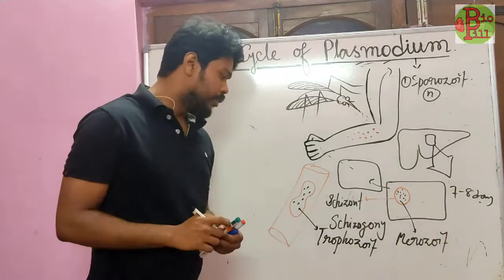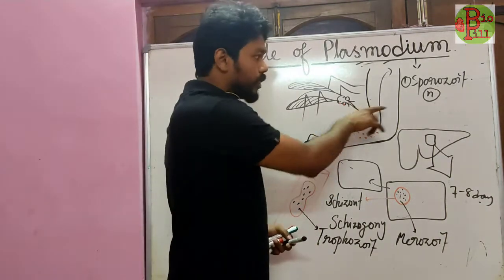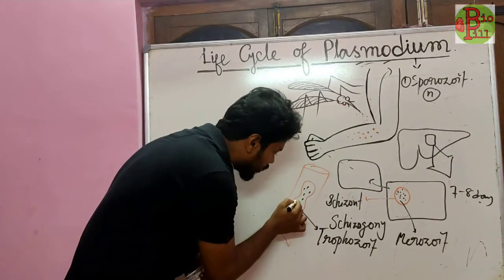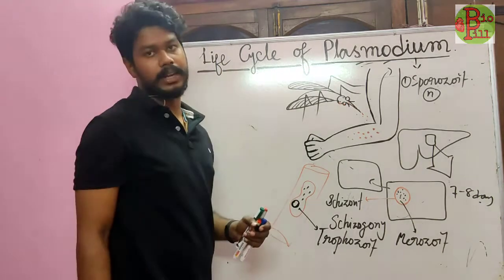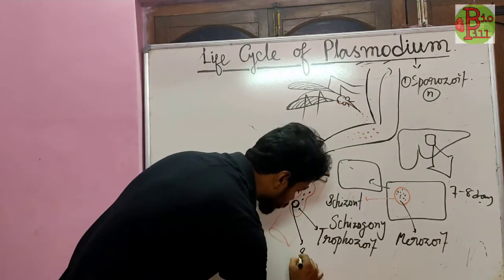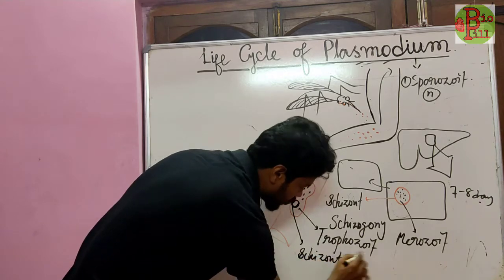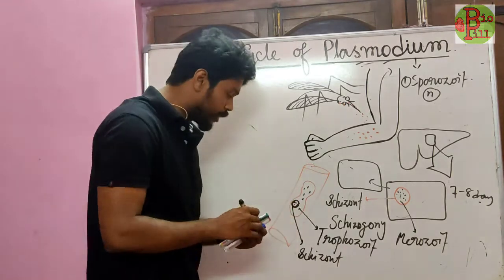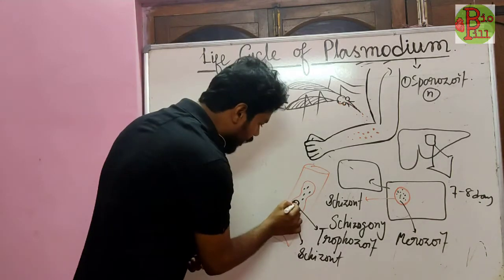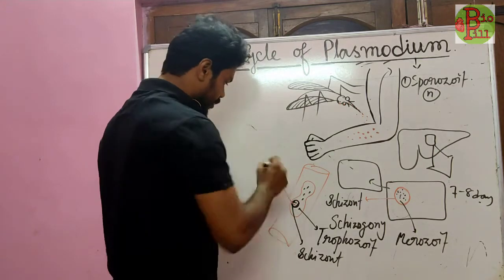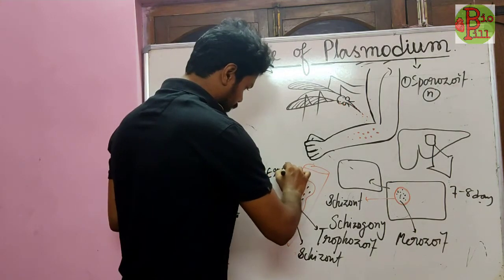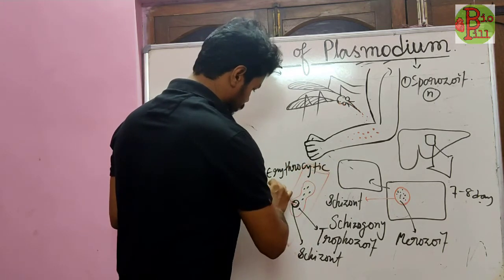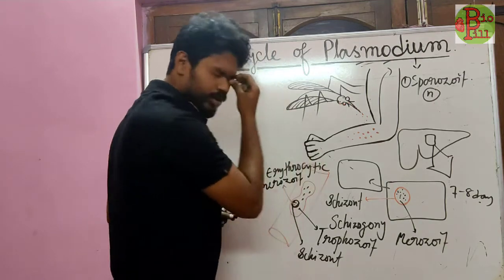And what will the trophozoite do? The trophozoite will do the same thing the sporozoite has done. They will again produce a schizont structure. And inside the schizont, we know they will produce merozoites, but this time we call them erythrocytic merozoites.